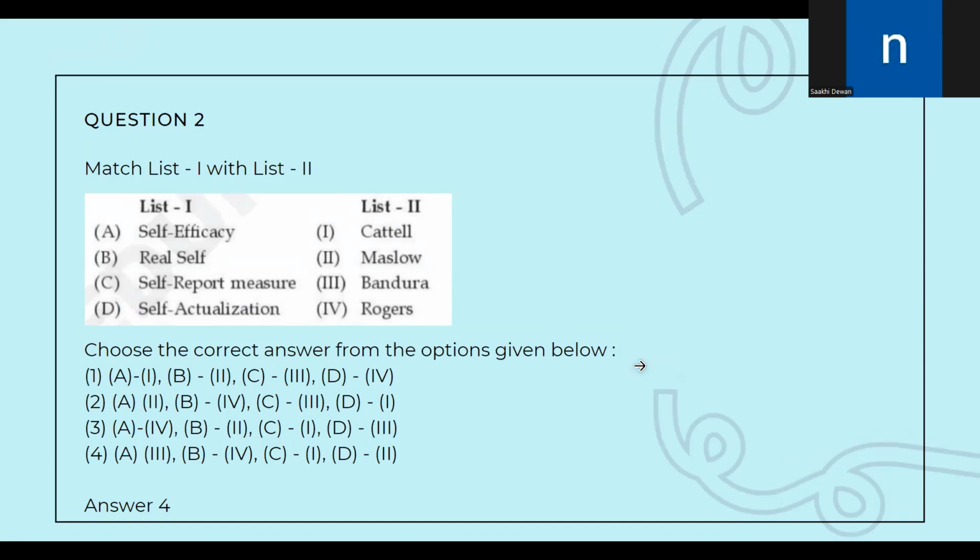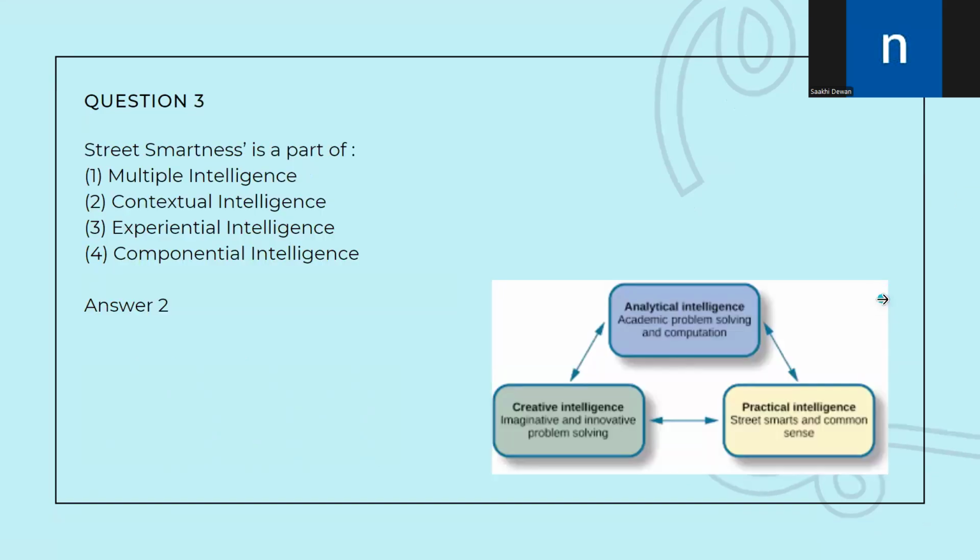So the answer for this question will be the fourth one. That is, self-efficacy was given by Bandura. Real self was given by Carl Rogers. Self-report measure by Cattell and self-actualization by Maslow. Let us move to the next question.